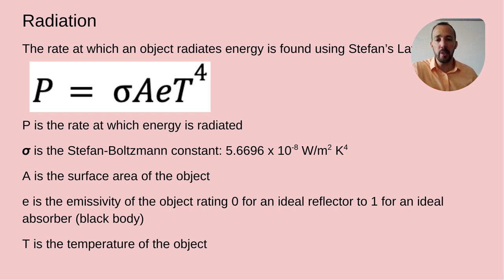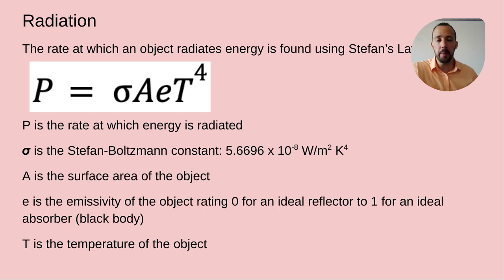A is the surface area of the object. E is the emissivity, which is a rating from 0 to 1. 0 would mean that it doesn't radiate anything, and 1 means it will radiate the maximum amount possible. Objects that have an emissivity of 1 are called black body radiators, because if you saw them, they would radiate everything and they would appear black. They would also absorb all light, so they wouldn't reflect any of that.